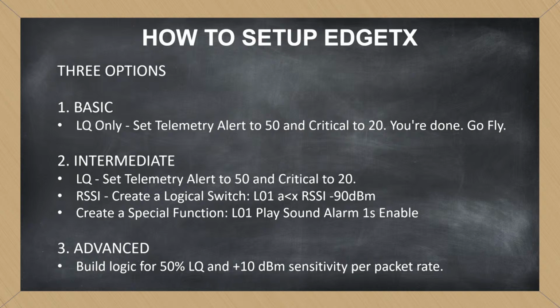So there you go. Now what you've got is 2 different discrete conditions that will say, hey, if my link quality is 50, let me know. If it drops down to 20, really let me know. And if my RSSI drops below 90, let me know that as well.